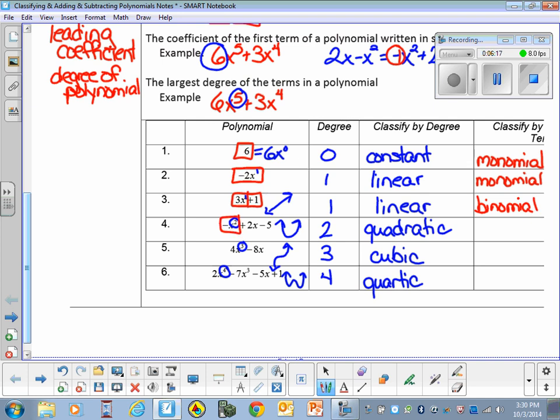Our fourth example has 1, 2, 3 terms. That makes it a trinomial. Tri is a prefix that means 3. Our fifth example has 2 terms. So it's a binomial. And our last one here has 1, 2, 3, 4. Once we get to 4, 5, 6, 17 terms, we just call it polynomial.